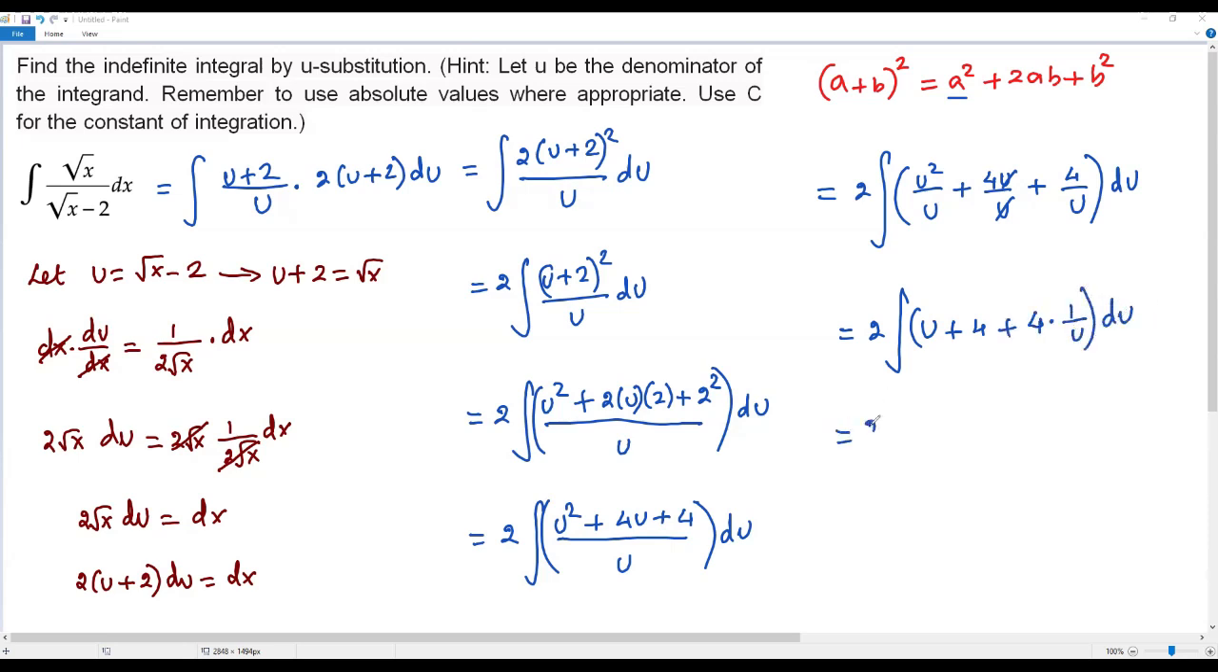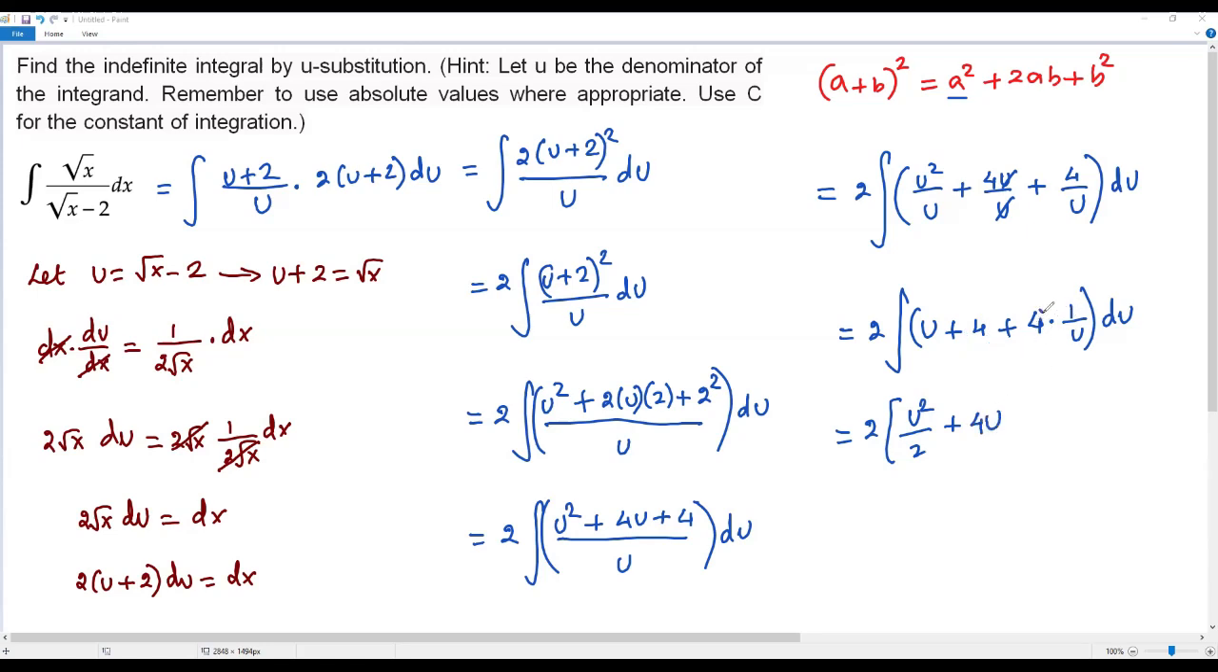Now we can integrate this expression. We can integrate u with respect to u using the power rule of integration. So that is u square over 2. This is the result of the integration of the first term u. And here the second term is the constant 4. Whenever I integrate a constant, the constant has to be multiplied by the variable with respect to which we do integration. Here we integrate with respect to the variable u, so this constant 4 has to be multiplied by u. So the integration of the constant 4 is just 4u.